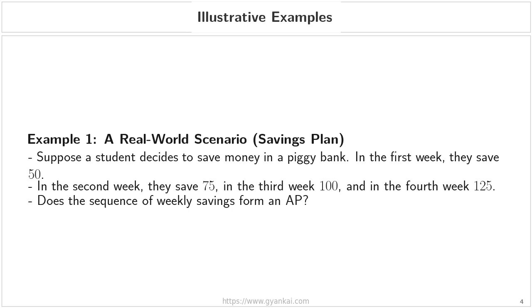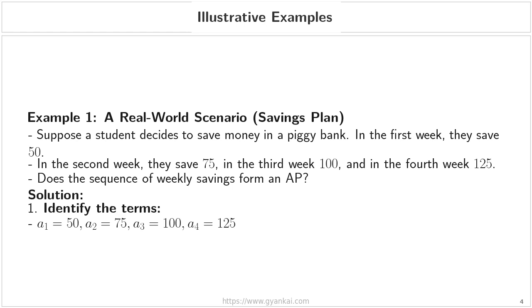Looking at these numbers, our goal is to determine, does this sequence of weekly savings form an arithmetic progression? To find the answer, let's follow the systematic steps we just discussed. First, we need to identify our terms clearly. We can label our sequence as a sub 1 equals 50, a sub 2 equals 75, a sub 3 equals 100, and a sub 4 equals 125.